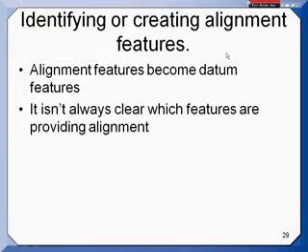I just want to mention a little bit about creating alignment features. When you're selecting your datum features, so many times I look at a part and I can't tell what's doing the alignment or constraining the degrees of freedom. If you take a design for assembly course, they're constantly preaching to create alignment features when you're generating your geometry. It isn't always clear, though, how parts are aligned.